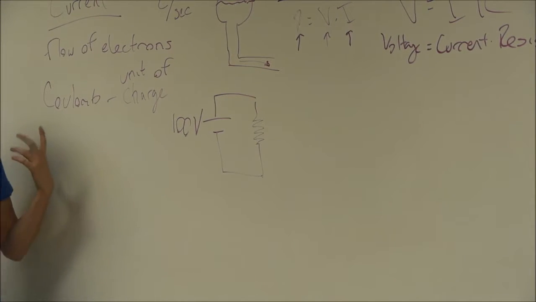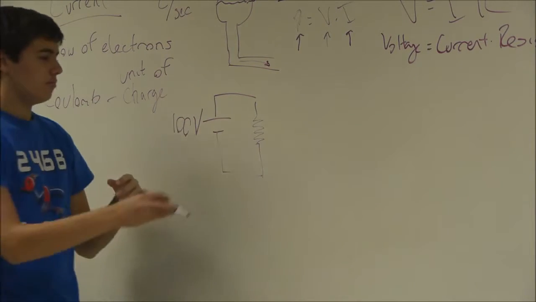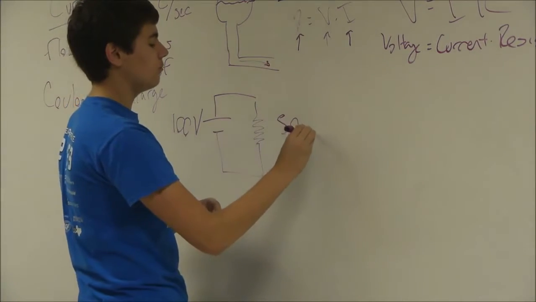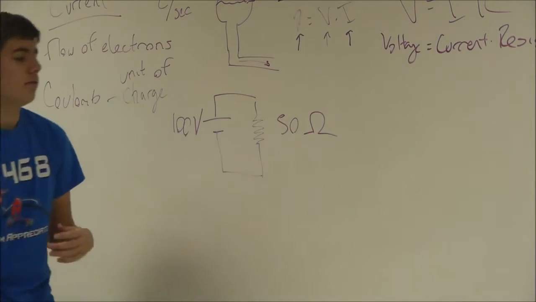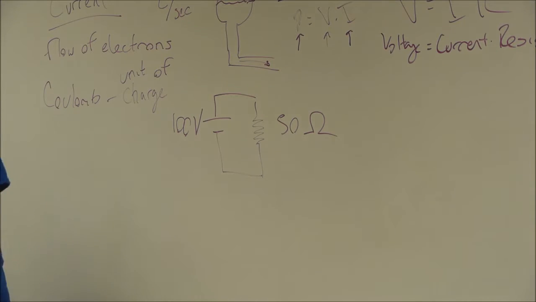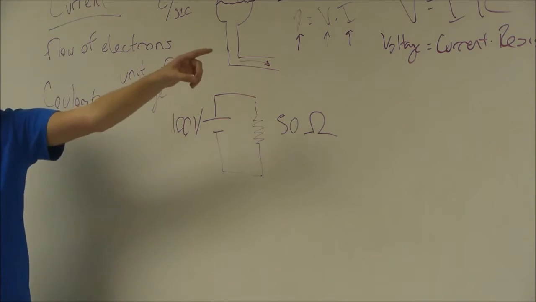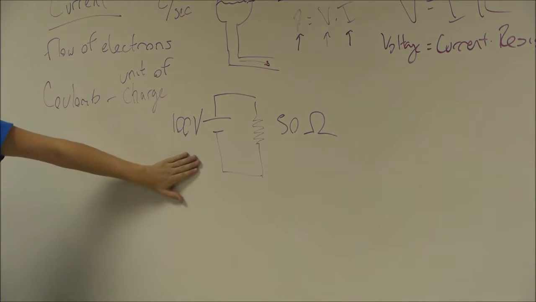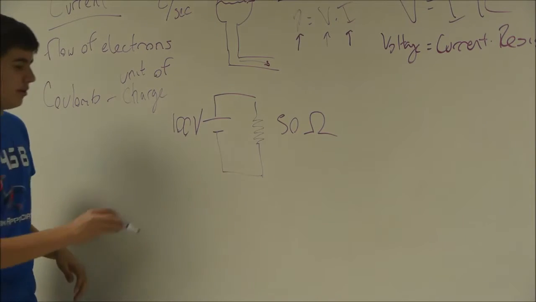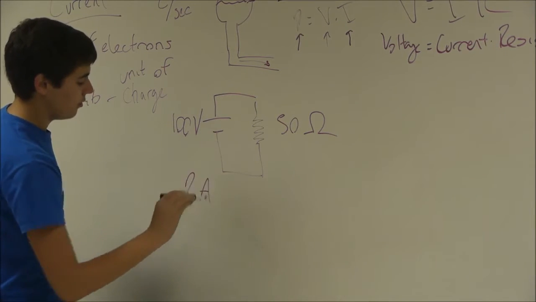And let's say I have a 50 ohm resistor. Ohm is the unit of resistance. What would my current be, using V equals IR? This is the resistance, this is the voltage. 2. So you get 2 amps.